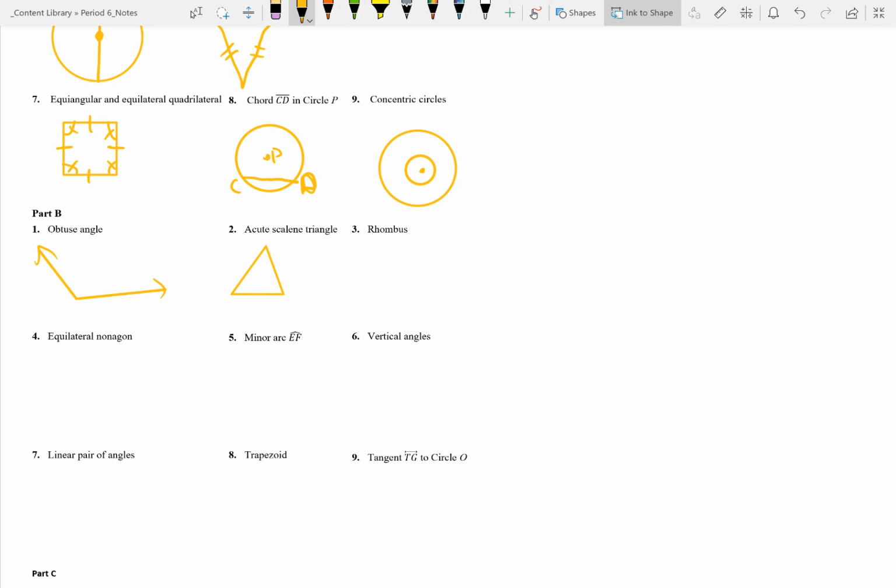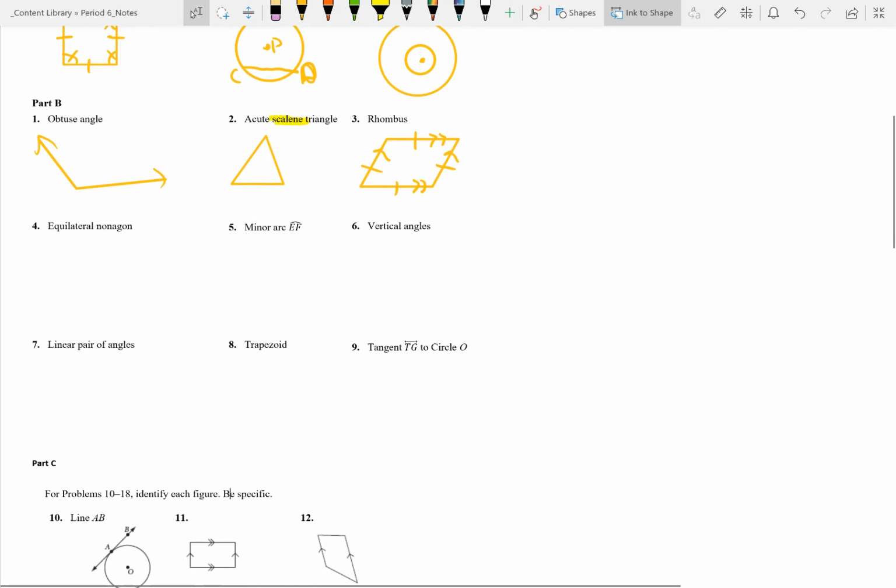So scalene means all the sides are different lengths. So if I don't mark it at all, it's assumed to be scalene. Acute, all the angles are less than 90. A rhombus looks like this, where all the sides are congruent, and opposite sides are parallel because it is also a parallelogram. Good.